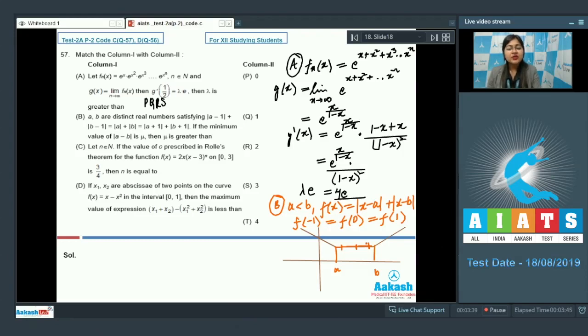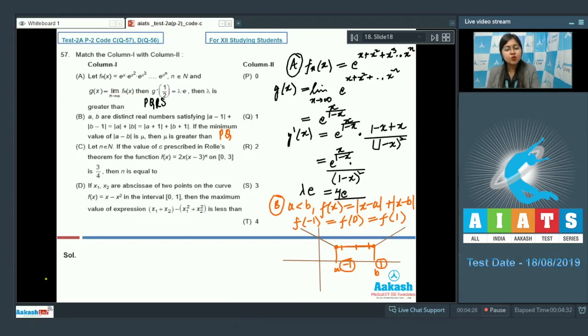Now, the question is asking about the minimum value that a minus b should have. See, a minus b should definitely have a minimum length of 2, right? So the value of mu is 2, that is greater than 0 and 1, that is, the answer is P and Q.